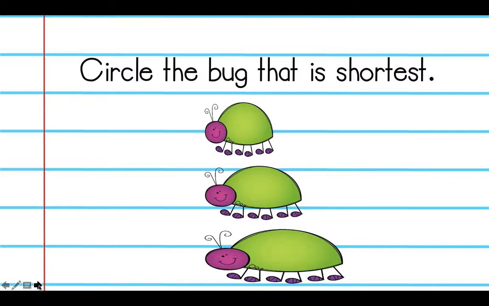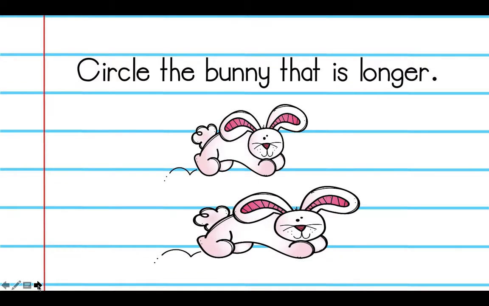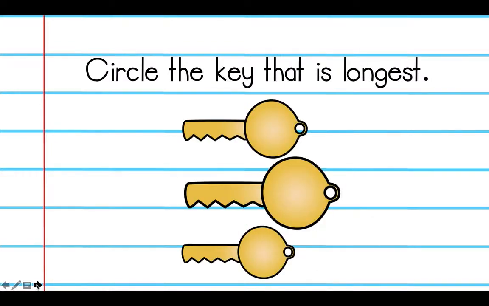Next one, circle the bug that is shortest. Is it this, or this one? The shortest one would be this one up here. So I'm going to circle that. Circle the bunny that's longer. So now which one is longer? Would be bigger, look bigger, would be this one right here. And circle the key that is longest. So they are all lined up here. Which one is longest, that sticks out longer? Would be the one in the middle right here. Okay.